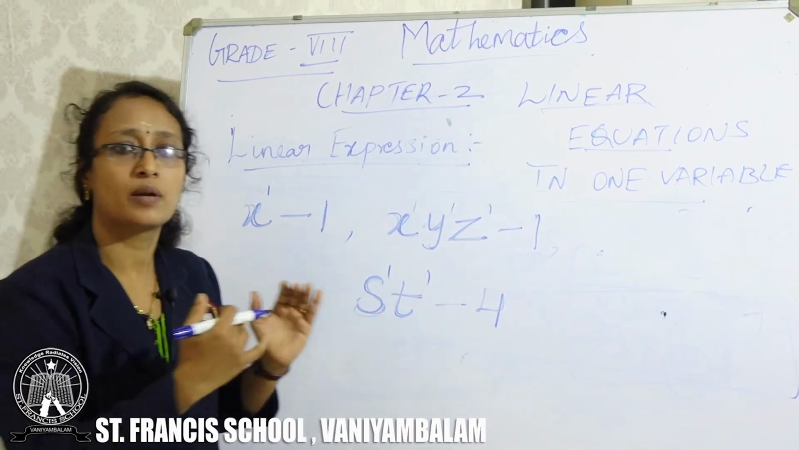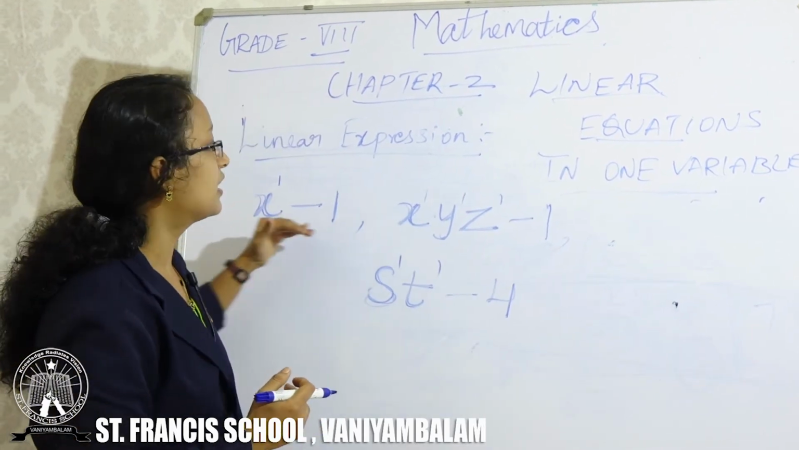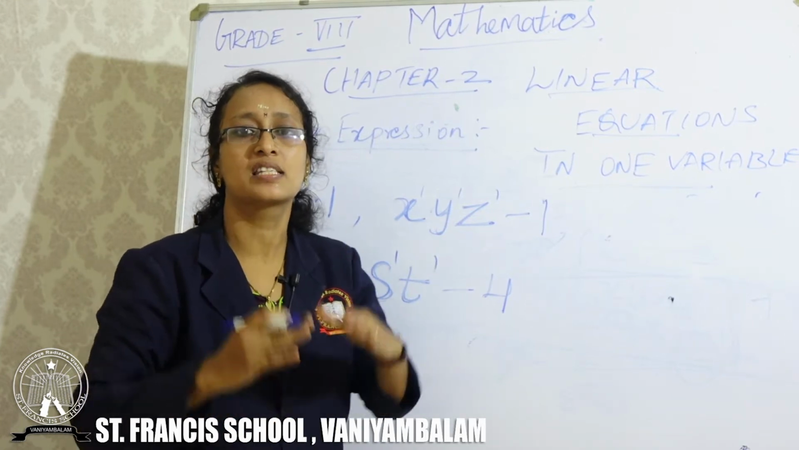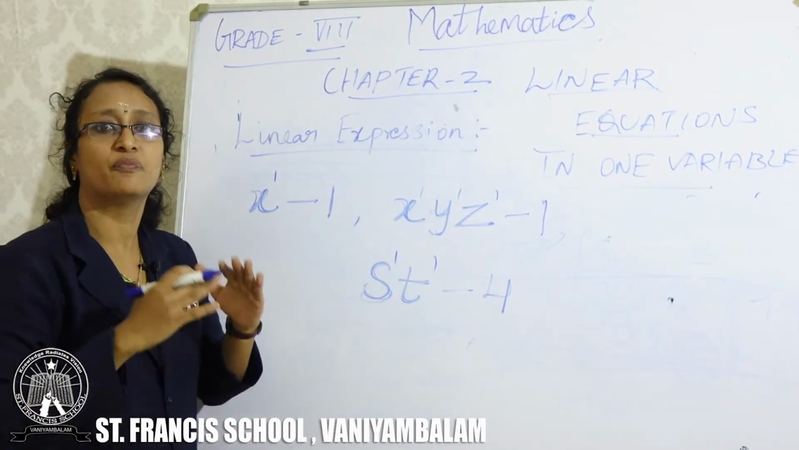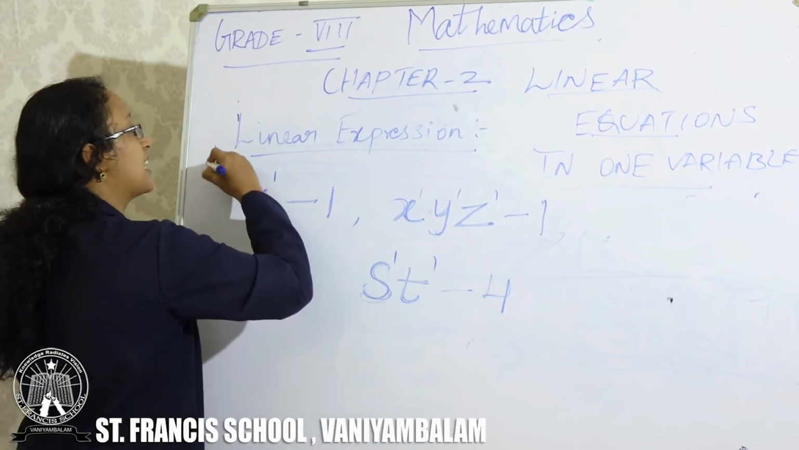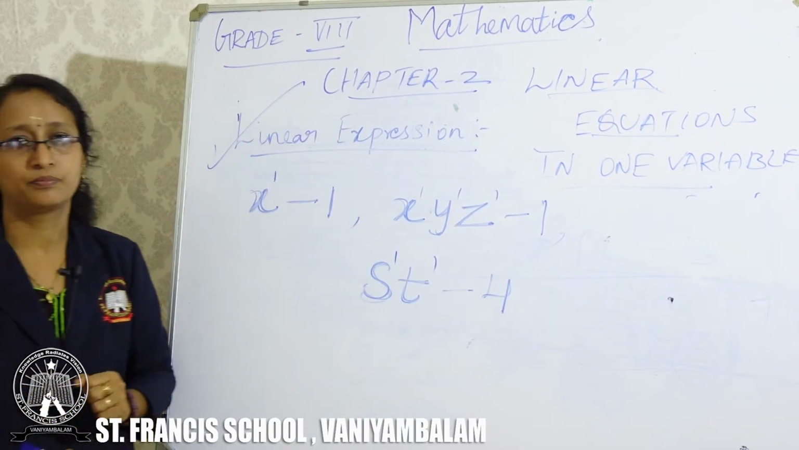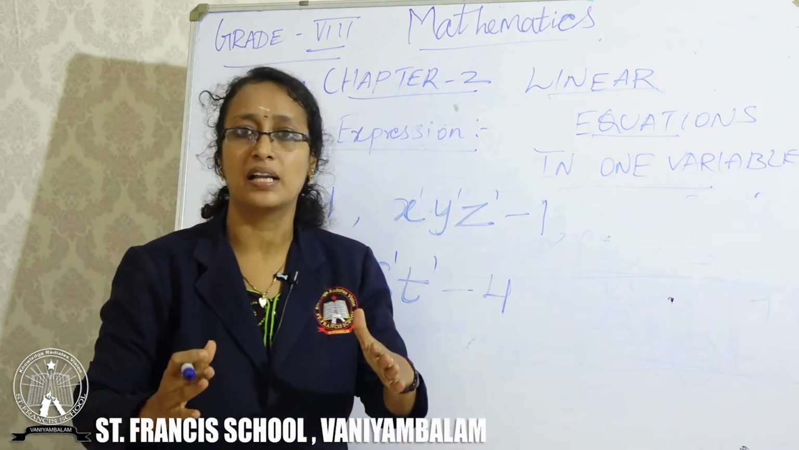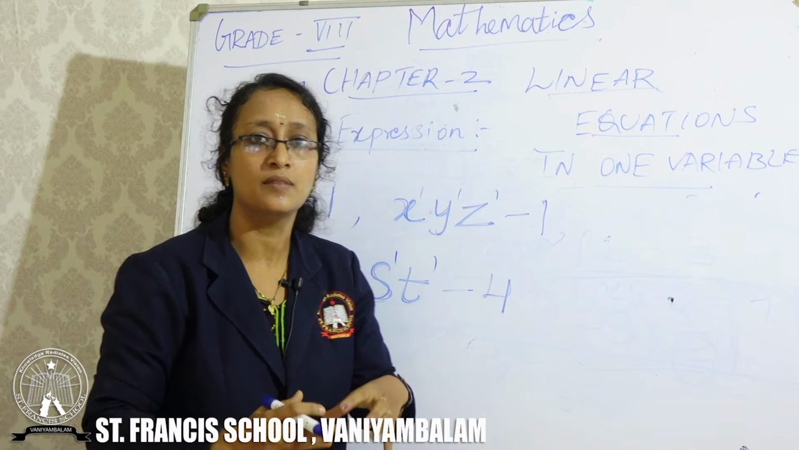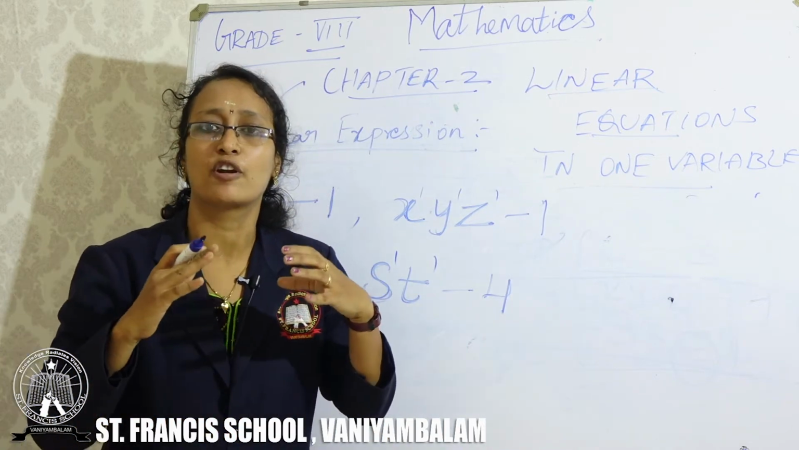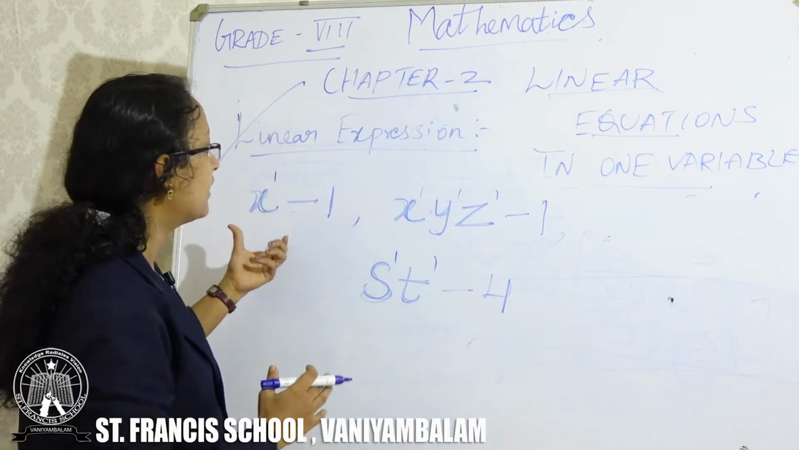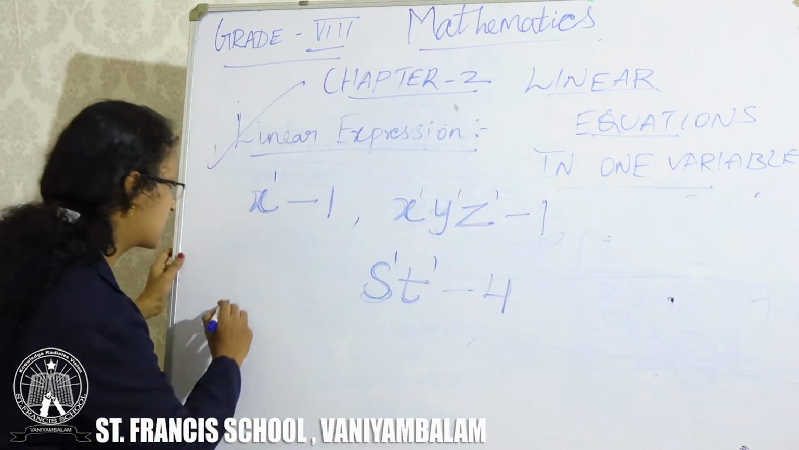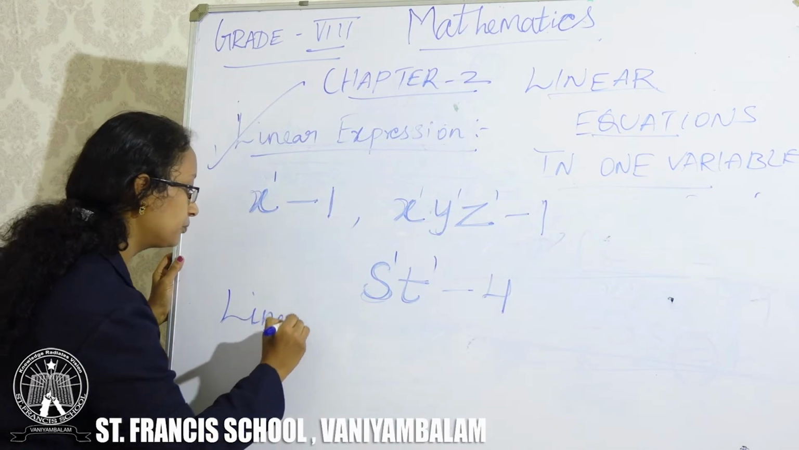So what did you understand from these 3 expressions? If the degree is 1, that is, the highest power of a variable is 1, then this expression is called a linear expression. Got it? An algebraic expression which has the highest power of a variable as 1 is called a linear expression.